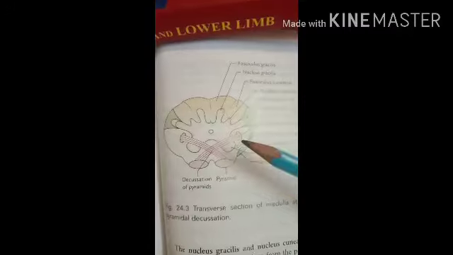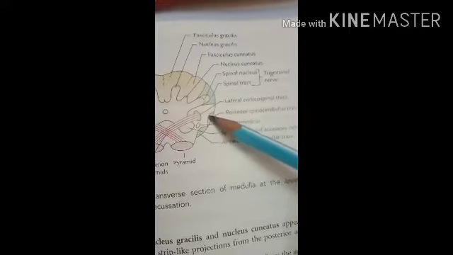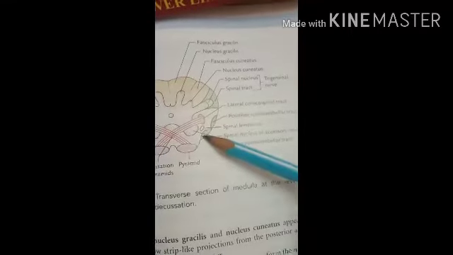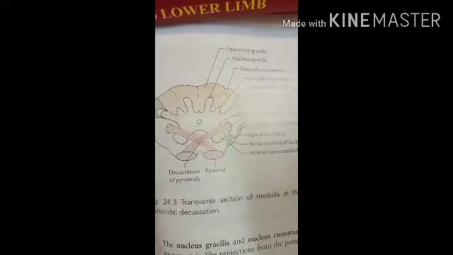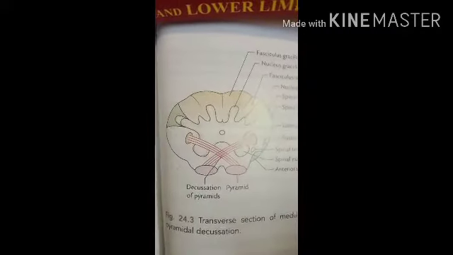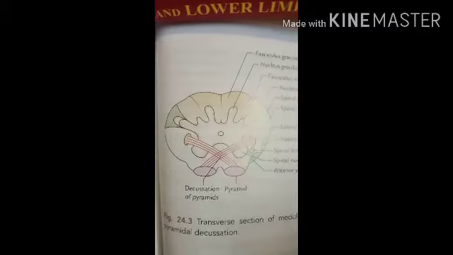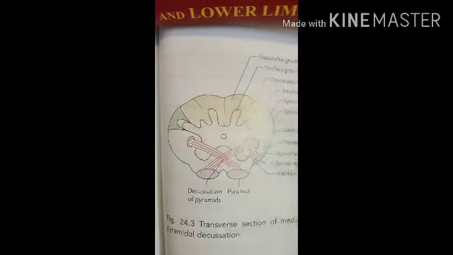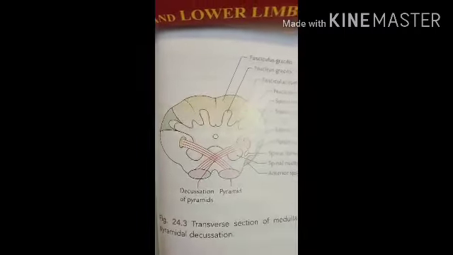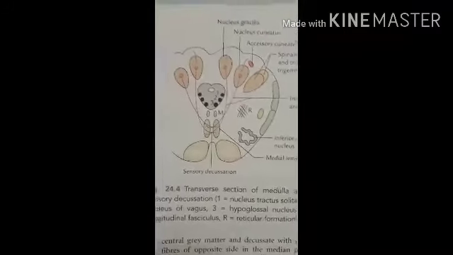Then laterally, the tracts present are the posterior spinocerebellar tract and the anterior spinocerebellar tract, and the third one, the spinal lemniscus, on both sides. So these are the features present in the TS of the medulla oblongata at the region of the pyramidal decussation. Next we have to see the TS of the medulla oblongata at the region of the sensory decussation. Here in this diagram you can see the sensory decussation.